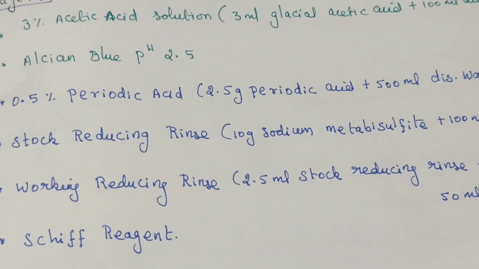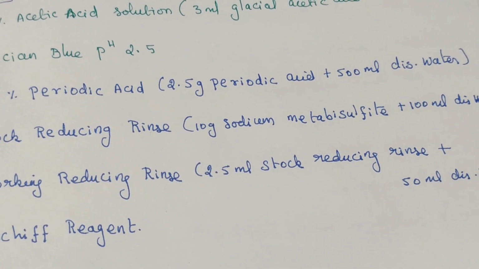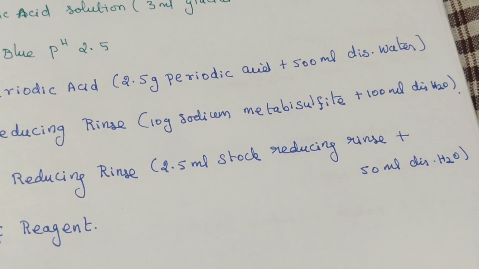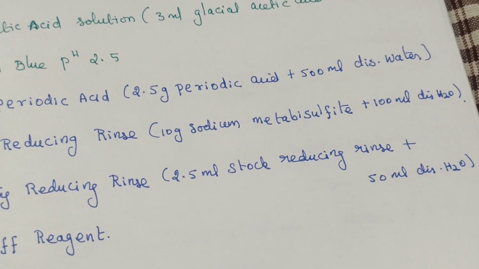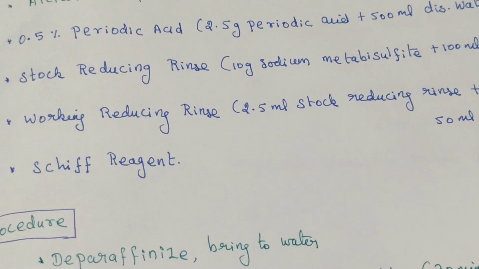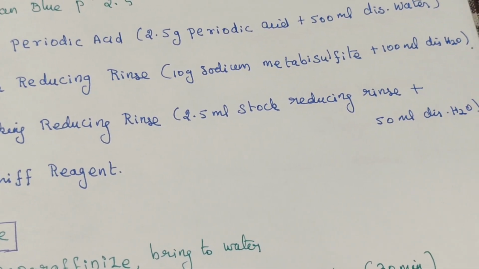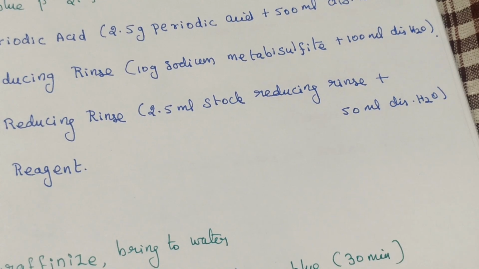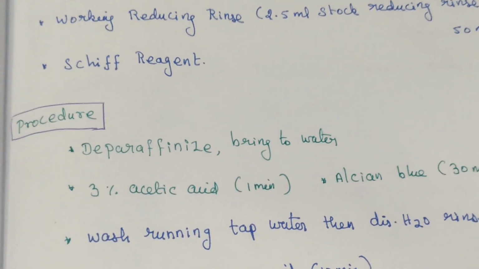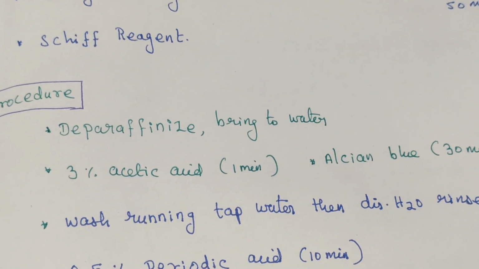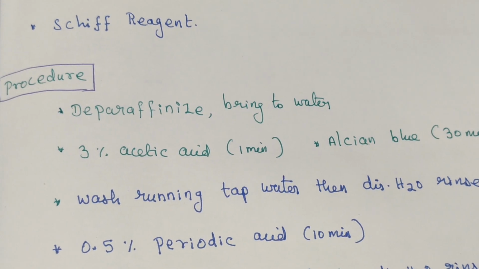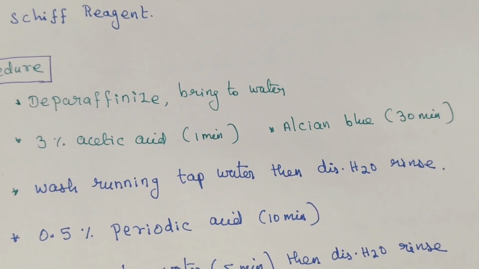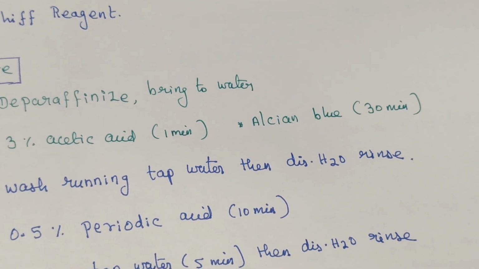Then stock reducing rinse: 10 grams sodium metabisulfite plus 100 ml of distilled water. Then working reducing rinse, containing 2.5 ml of stock reducing rinse plus 50 ml of distilled water. Then Schiff reagent. Procedure: deparaffinize tissue, bring to water, then add 3% acetic acid and wait for 1 minute.